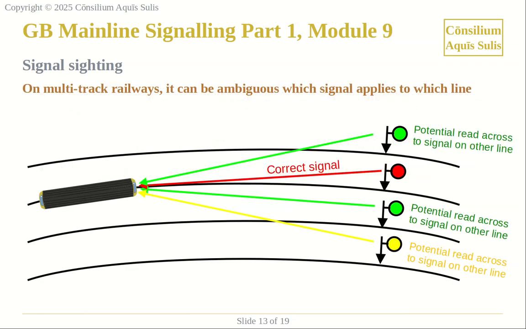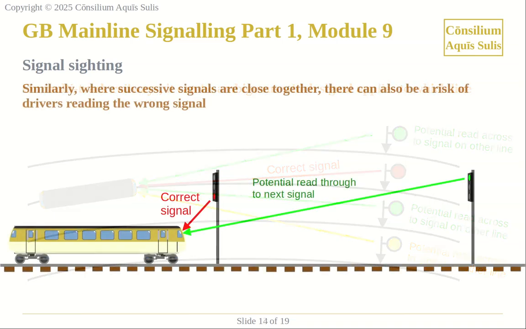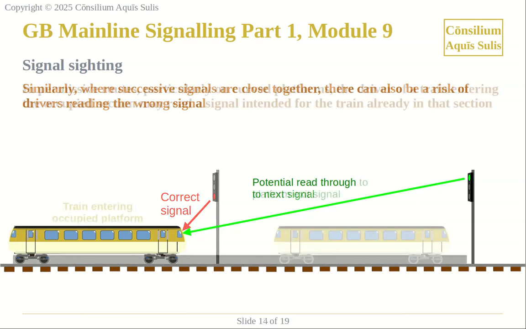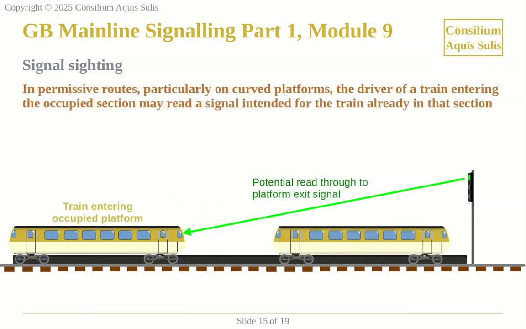On multi-track railways, there are further challenges owing to the ambiguity as to which signal applies to which lines. Hence, it's important to position them where this can be clear to the drivers. And similarly, where successive signals are close together, there is a risk of a driver reading the next but one signal rather than the signal that applies for the train that he or she is driving. And the same sort of thing can happen in station platforms, particularly curved platforms, where there's a risk of a train entering a platform seeing a signal that is intended for a train already in that platform.